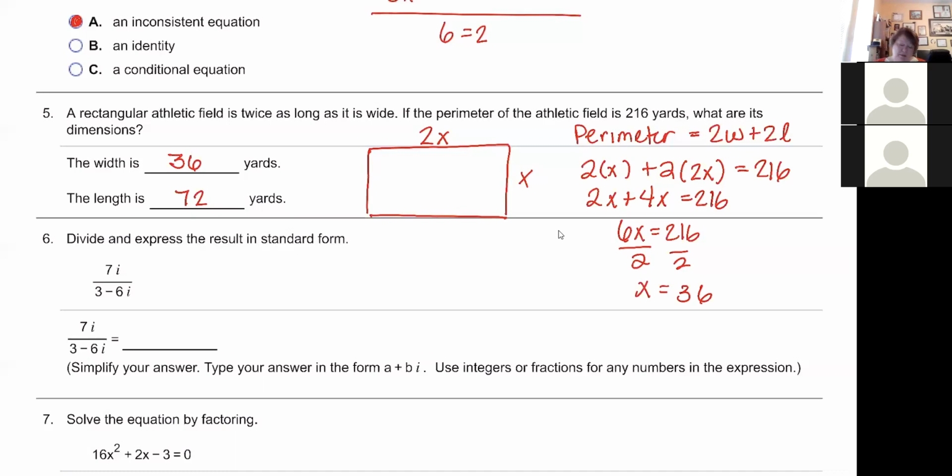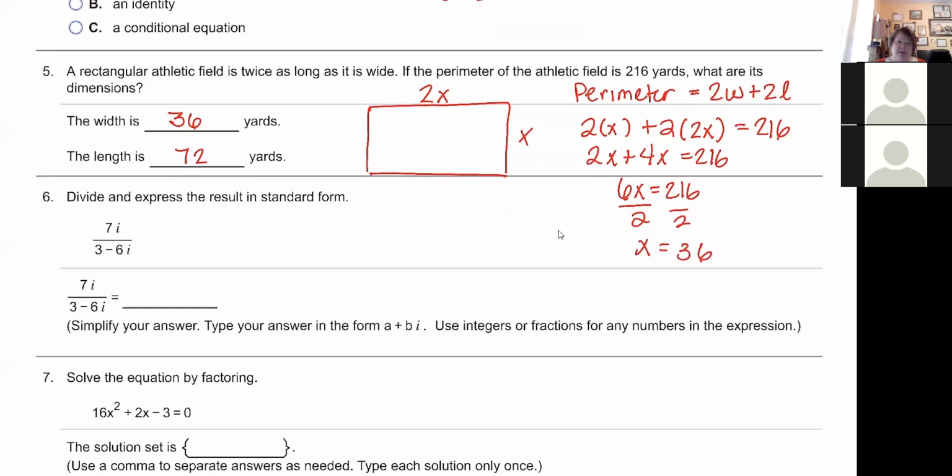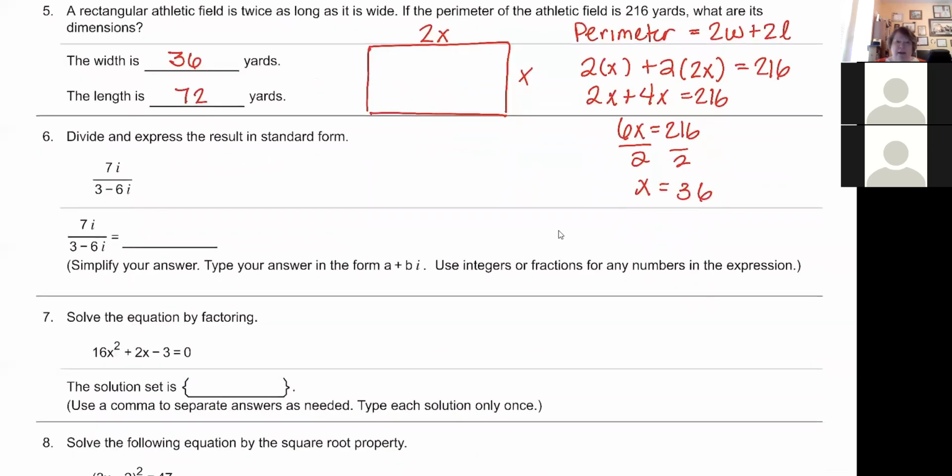Okay, the next problem is division of complex numbers. To divide complex numbers, we multiply numerator and denominator by the conjugate of the denominator. Since my denominator is 3 minus 6i, the conjugate is 3 plus 6i. And we multiply both the numerator and the denominator by that conjugate. To multiply the numerators, we distribute. We distribute the 7i across the 3.